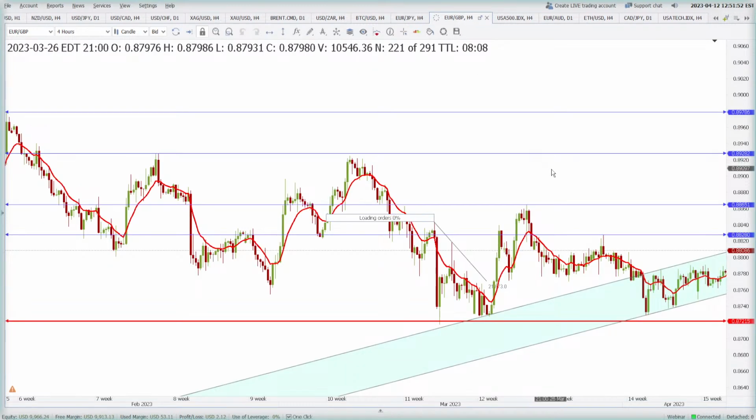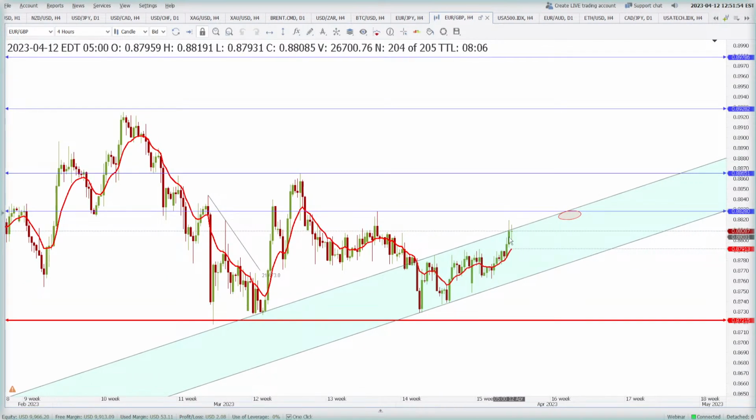Euro GBP, we want to sell it at the higher prices. The prices are higher now, but 88.28 is where I'm looking for selling this market. Okay, 88.28, not at these levels. So I'm just staying away from this one here, guys. Still.